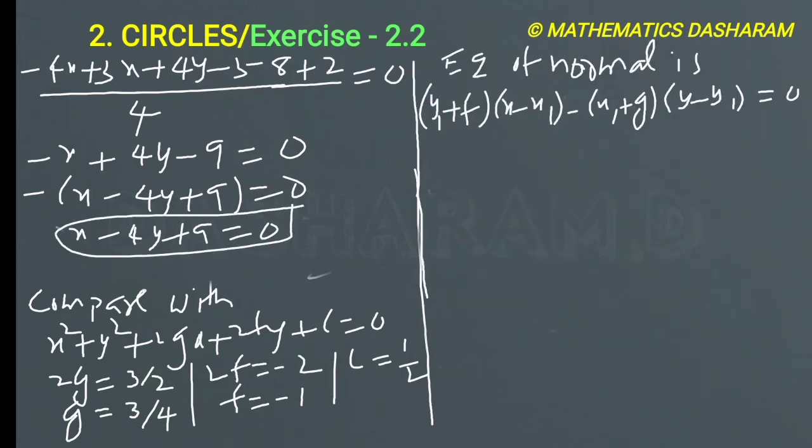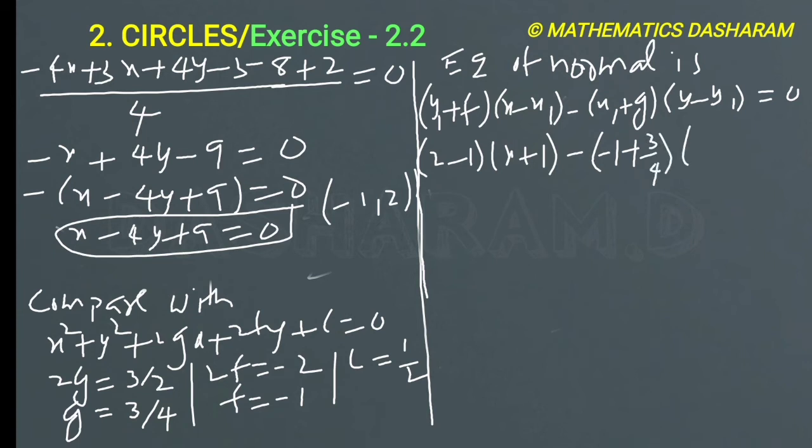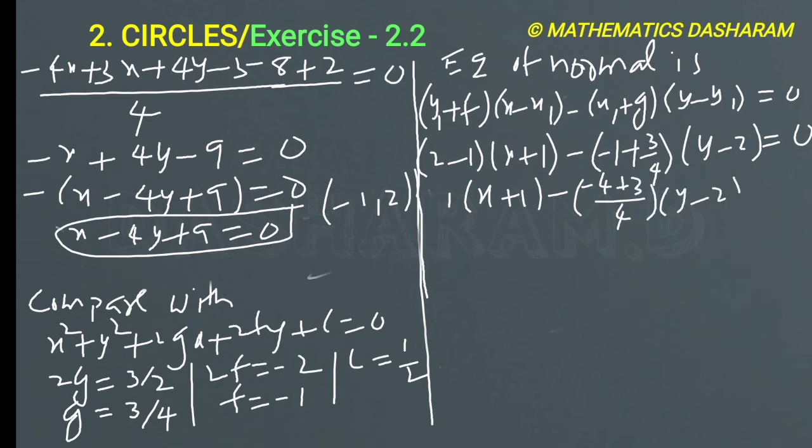Next, the equation of a normal. Here is the formula, so substitute the values. The given point is minus 1 comma 2, so y1 is 2 plus the f value is minus 1. Next x minus x1, the x1 value is minus 1, so minus minus plus, next minus x1, the value is minus 1 plus the g value is 3 by 4. Next y minus y1, y1 is 2, equals 0. 2 minus 1, 1 into x plus 1 minus, here 4 is the LCM, minus 4 plus 3 into y minus 2 equals 0.